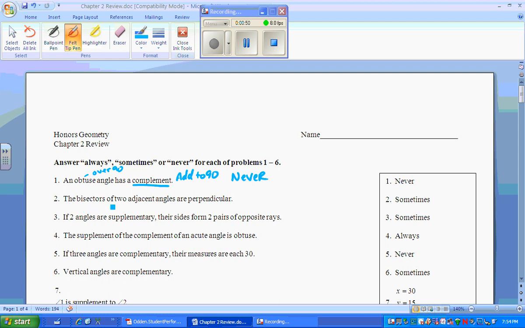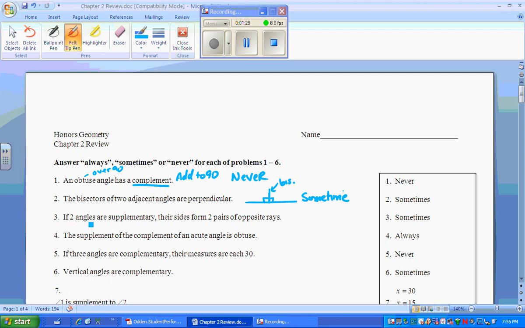Number 2, the bisector of two adjacent angles are perpendicular. Well, if you think about it, if you have two adjacent angles, the only time that a bisector bisects to be perpendicular would look like this picture. This is one out of a million times that this happens. So this answer ends up being sometimes, because one time this can happen, where this is the bisector and these two angles are adjacent.